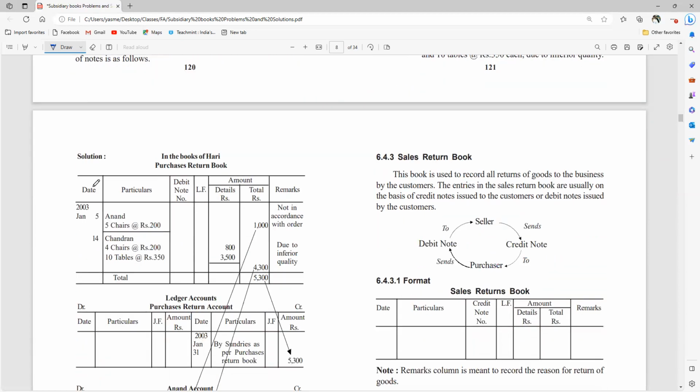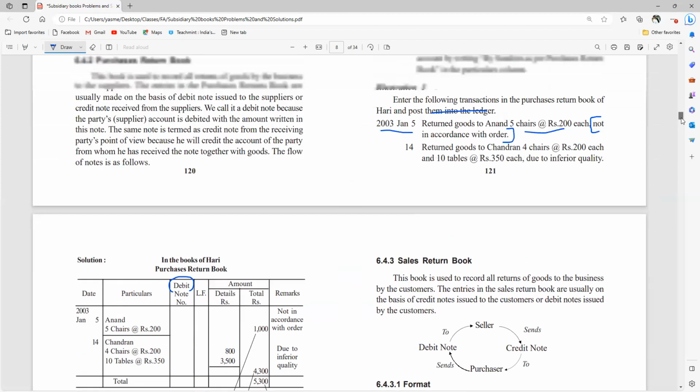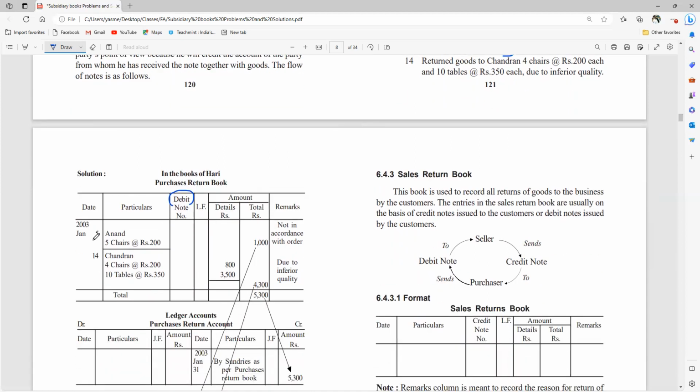The purchase return book format, again, will be like date, particulars, but here it will be a debit note. Like I have already said, when we are doing a purchase return, we issue a debit note. When we are doing a sales return, we issue a credit note. So here: debit note, ledger folio, details, amount, total, remarks if in case. When we are recording those transactions, why it has happened, that time we can prepare a remarks column and give that explanation, like not in accordance with order.